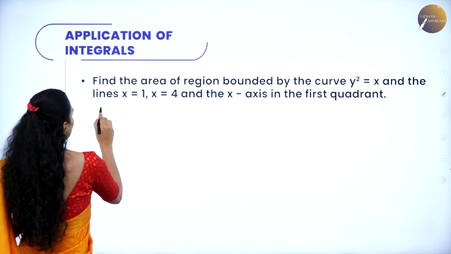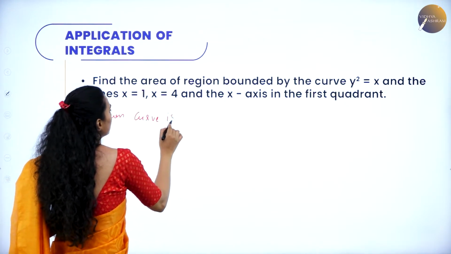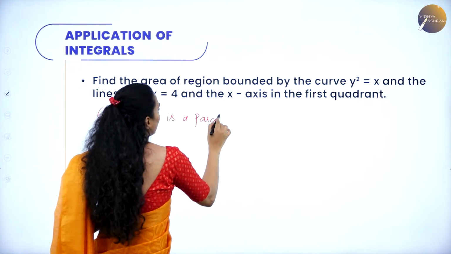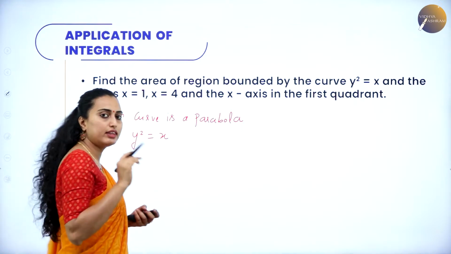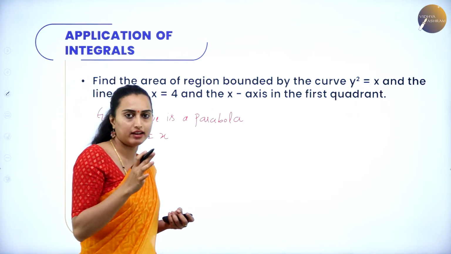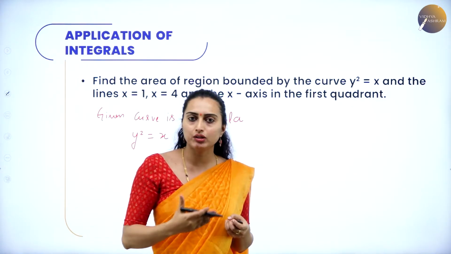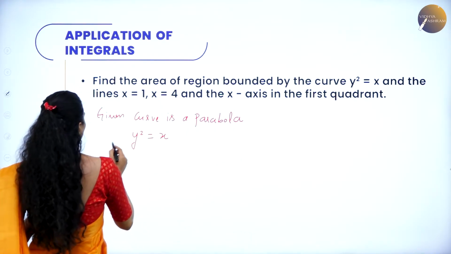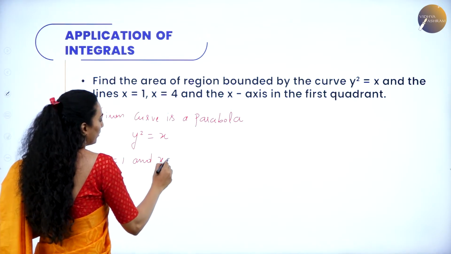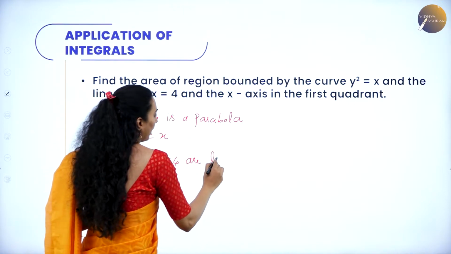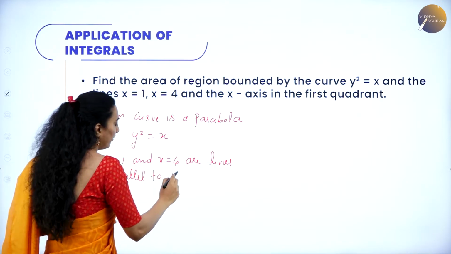y squared is equal to x means it is a parabola. So the given curve is a parabola. That is y squared is equal to x, and they have given x is equal to 1, which is a line parallel to the y-axis. x is equal to 4 is also a line parallel to the y-axis. So the given x is equal to 1 and x is equal to 4 are lines parallel to the y-axis.